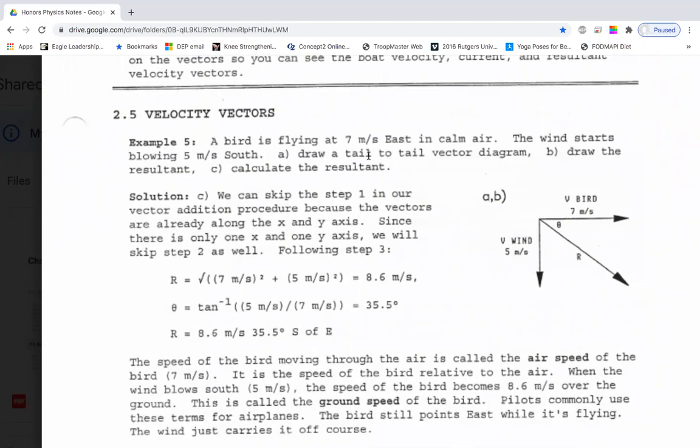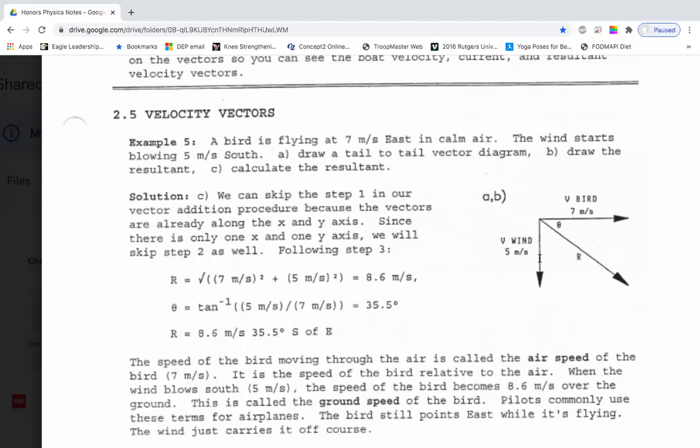A bird is flying 7 meters per second east. And this air, when I say calm air, I just mean it's not moving. That's how fast the bird's flying through the air. Now the wind starts blowing 5 meters per second south. Now, don't you think that bird is going to be thrown off course? The bird is flying 7 meters per second this way, and the wind is blowing this way. These vectors both act on the bird simultaneously, so I'm drawing them tail to tail.